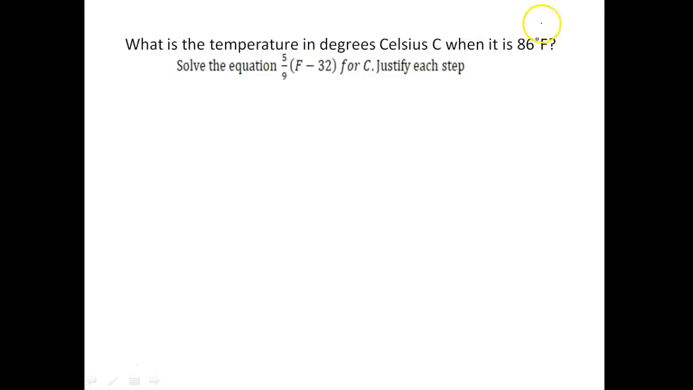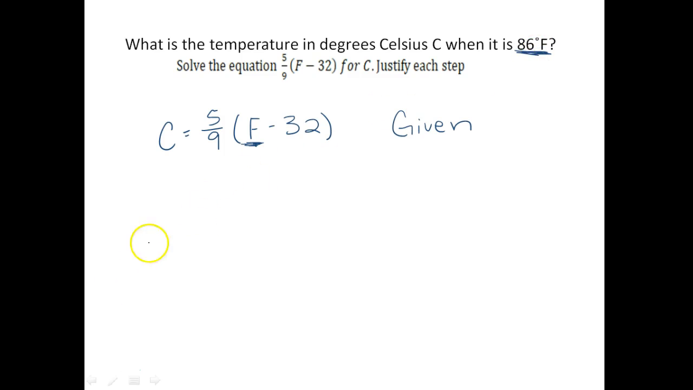All right, what is the temperature in degrees Celsius when it is 86 degrees Fahrenheit? So I have the equation here. C equals 5/9 times F minus 32. It is given. All right, so my next step, I am going to have to plug. I'm trying to solve for C. It's 86 degrees Fahrenheit, so let's plug it in. We have C equals 5/9 times 86 minus 32. And what property was that? That was substitution, okay?